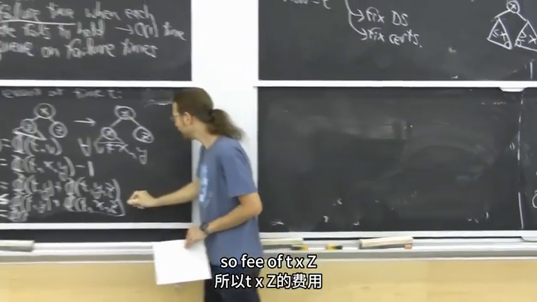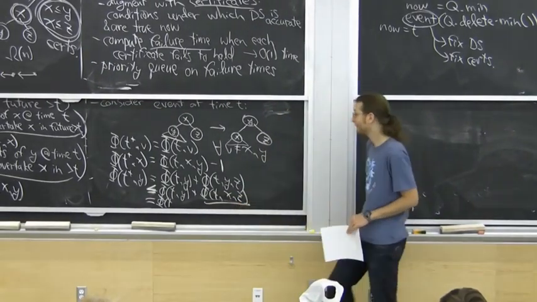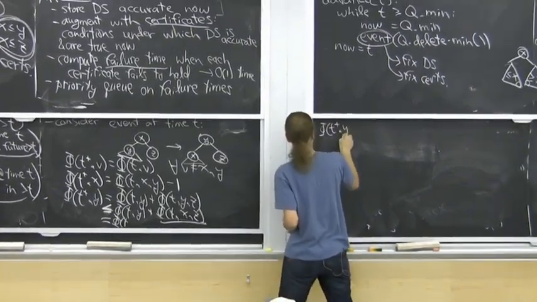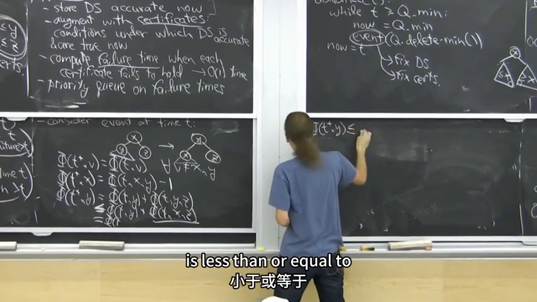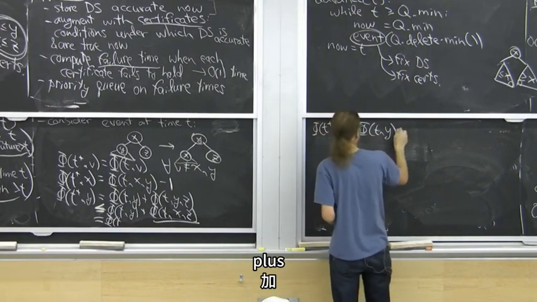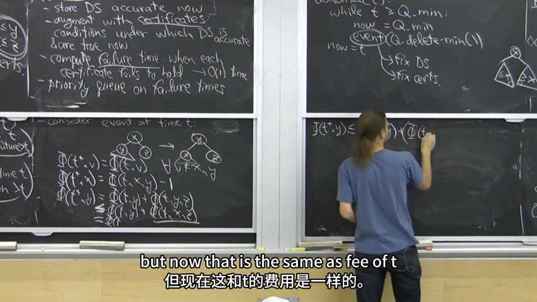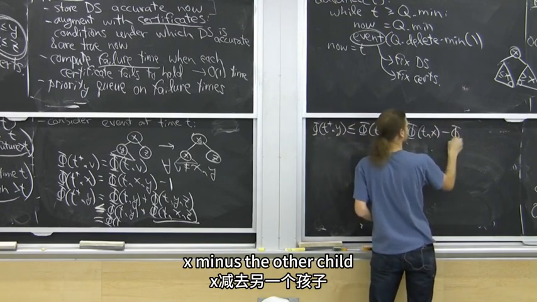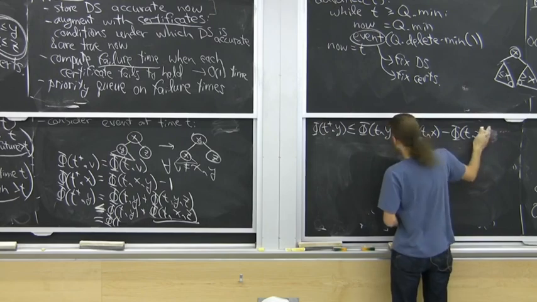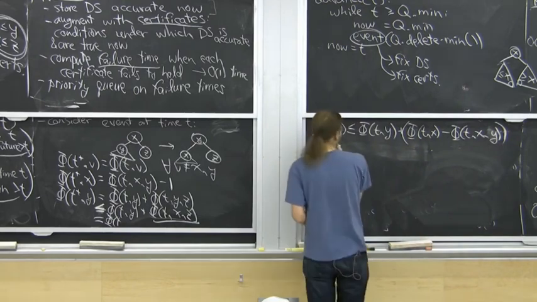So phi of txz, that is phi of tx minus phi of txy. So we have the same left-hand side, is less than or equal to phi of ty plus, this is what we had before, t of xz. But now that is the same as phi of tx minus the other child. So, y. Okay, that was just that equation.